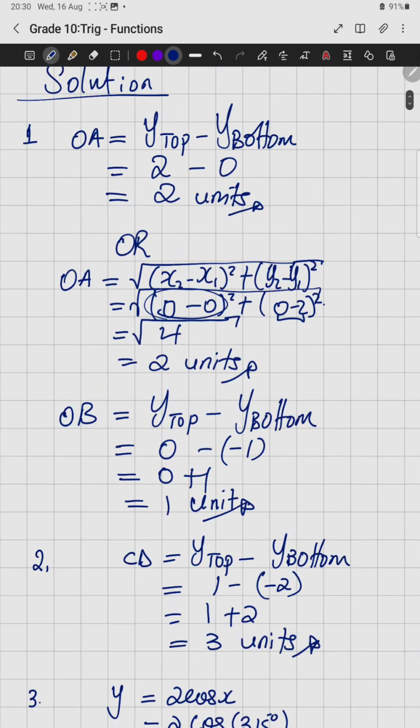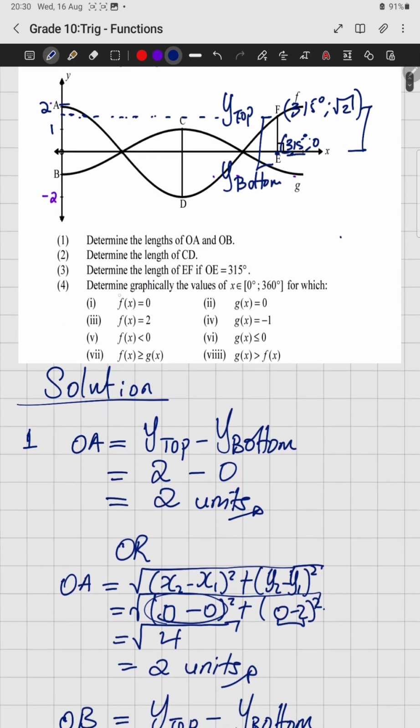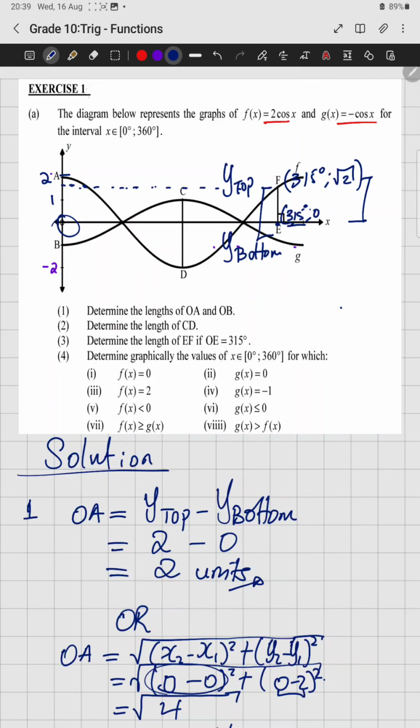Okay, so that's it. And now we move on to the following questions here. We are told to determine graphically the values of x as an element of 0 up to 360. So how do we determine these values of x? Going to number 4, that is the first part. So let me just clear everything.